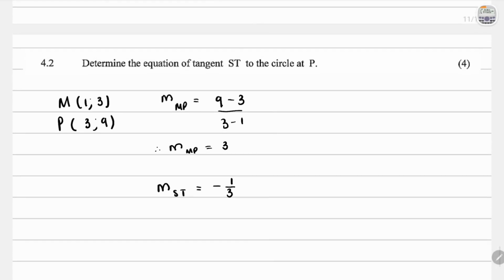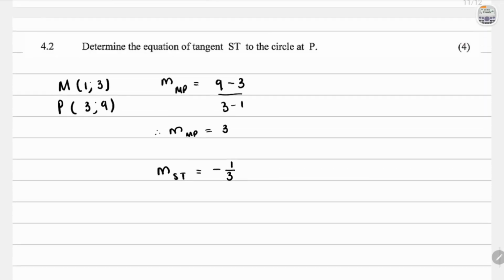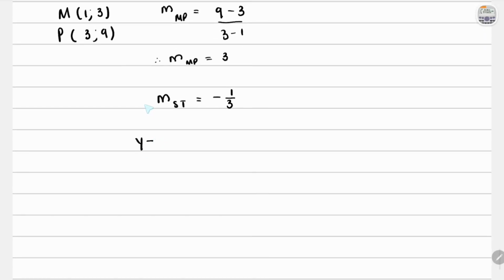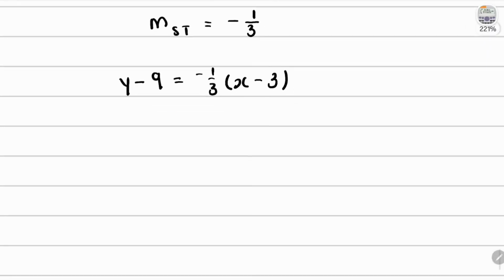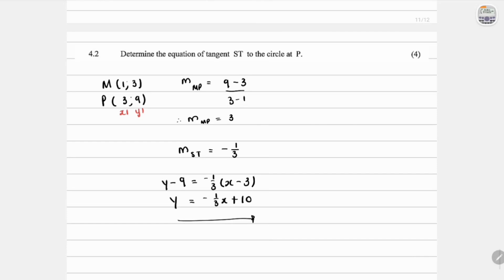And now we can find the equation. Okay, so we've got the gradient, and you see that on this line we have the point P. So let's substitute 3 and 9, okay? And so this is going to be y minus y1. This is P, that's x1 and y1. So y minus 9 is equal to your gradient and then x minus 3. You can use y equals mx plus c, that's also fine. So this is going to be equal to, and we'll distribute. So that's negative 1 over 3 x. And when we distribute that, it becomes positive 1. And then take the negative 9 over to become positive 9. So we have positive 10. So y is finally equal to negative 1 over 3 x plus 10. And that is the answer for 4.2.